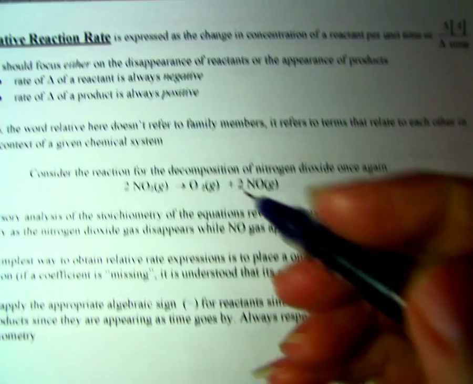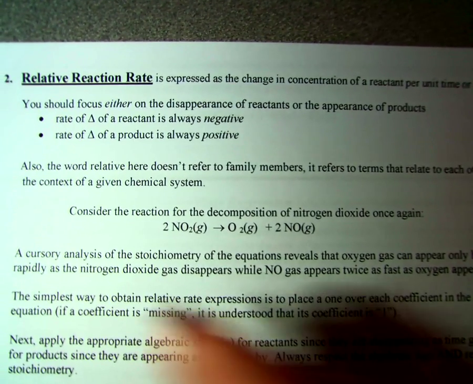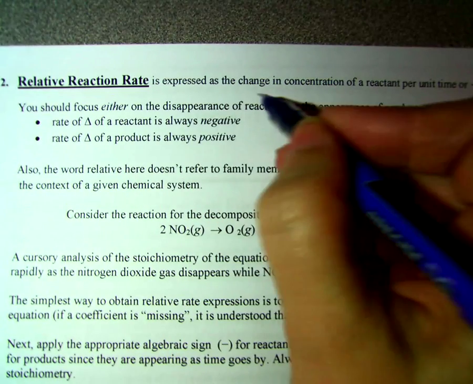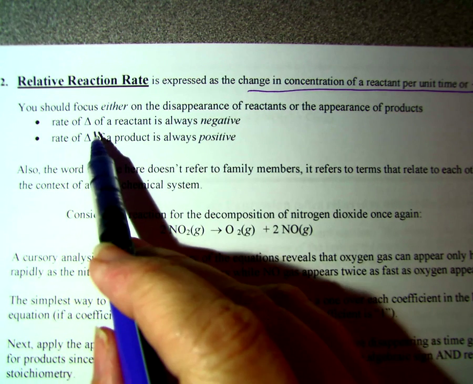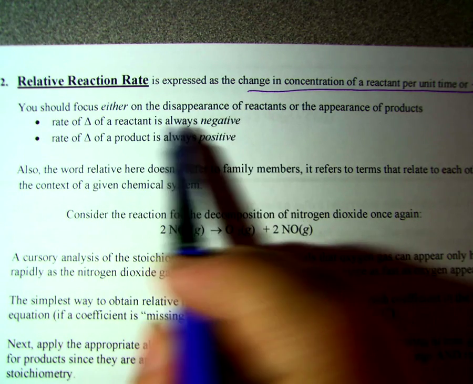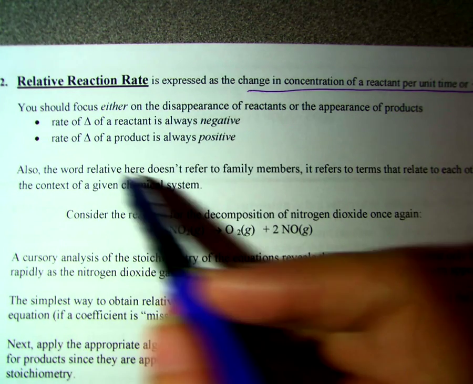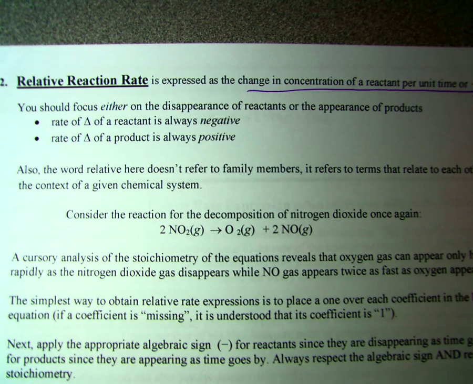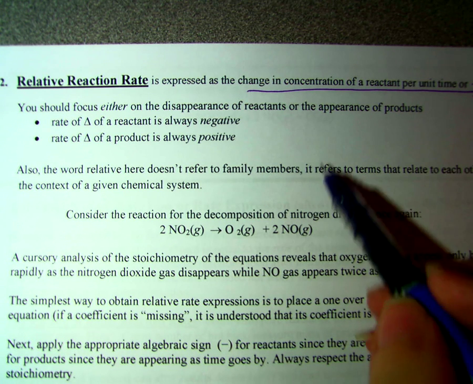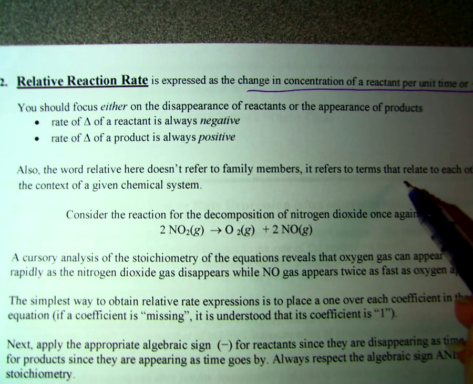Relative reaction rate is our second type. This one is expressed as a change in concentration per unit time. You should focus either on the disappearance of the reactants or the appearance of the products. So instead of looking at an instant in time, this is over a period of time. The rate of change of a reactant is always negative because it is going away, it's being used up. The rate of concentration of a product is always positive because it's being formed. And remember that relative here refers to the terms that relate to each other.